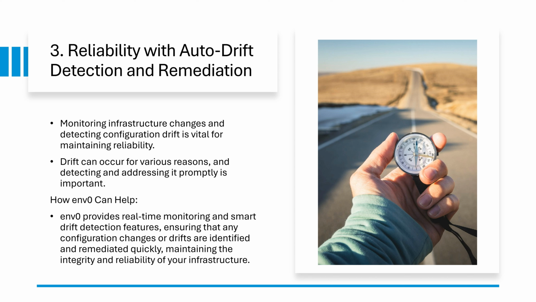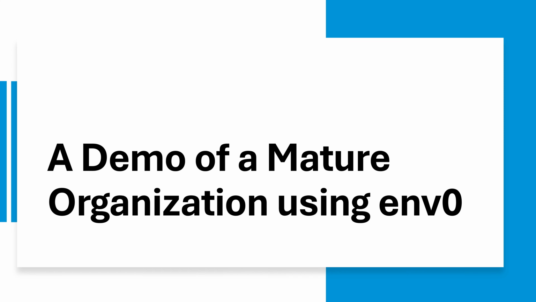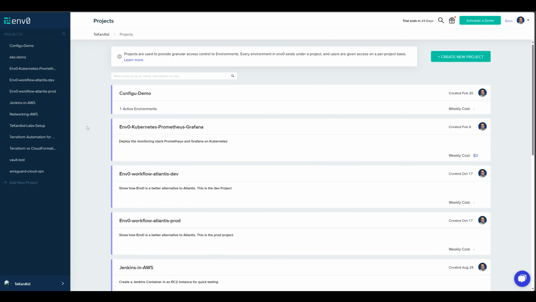env0 provides real-time monitoring and smart drift detection features that ensure that any config changes or drifts can be identified very quickly. We can automate the process of remediation depending on what kind of drift was detected. That's very important. And now let's jump into a demo of a mature organization and what that looks like using env0. Let's now go ahead and build our demo.